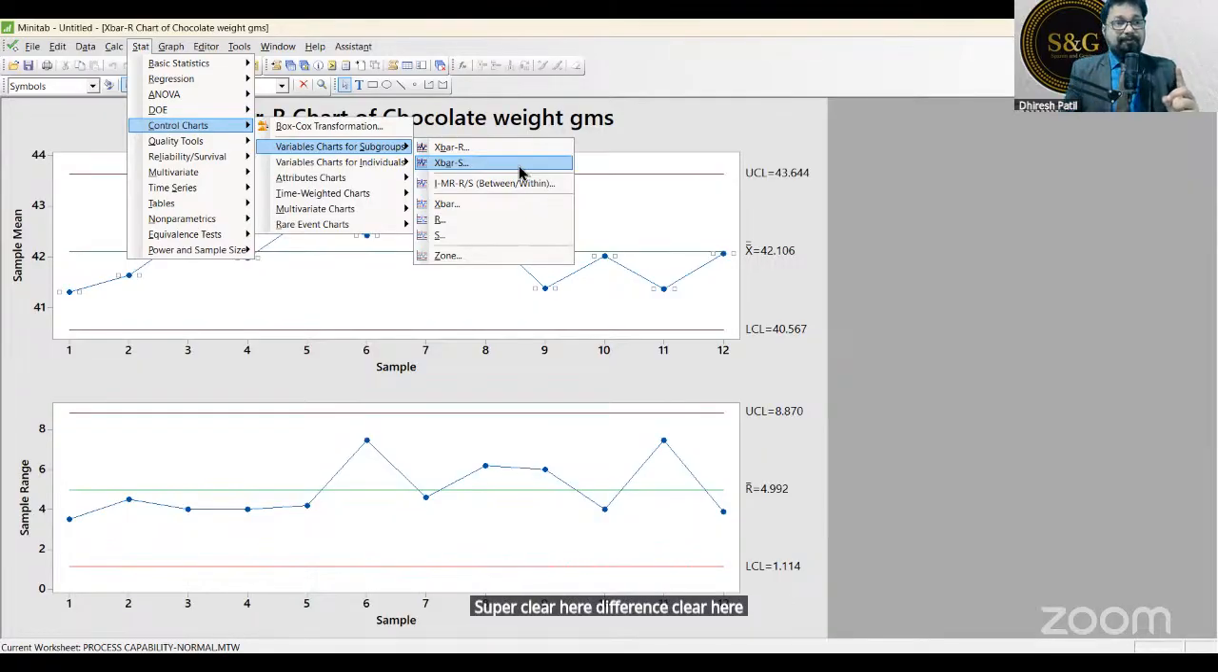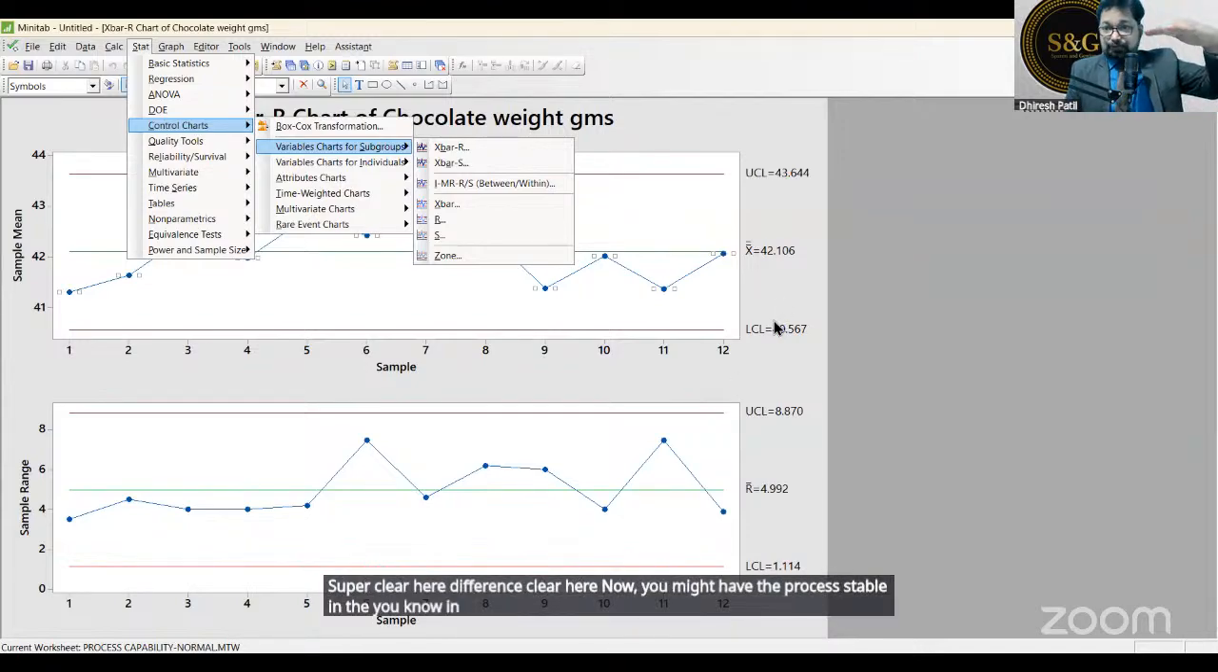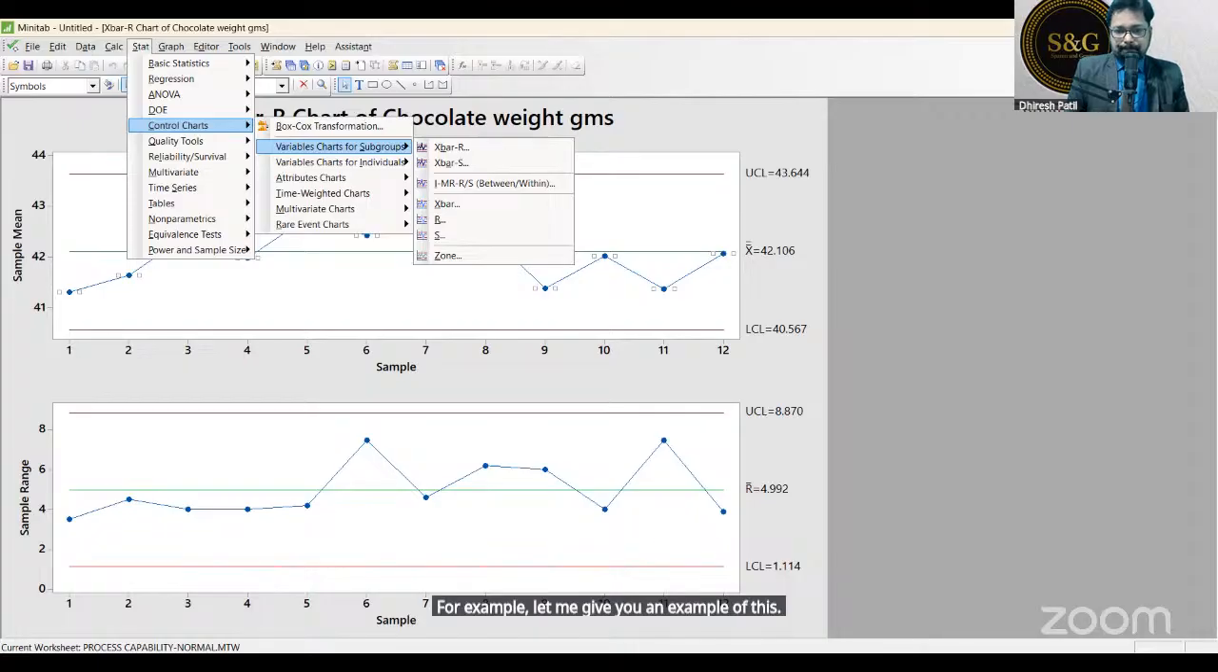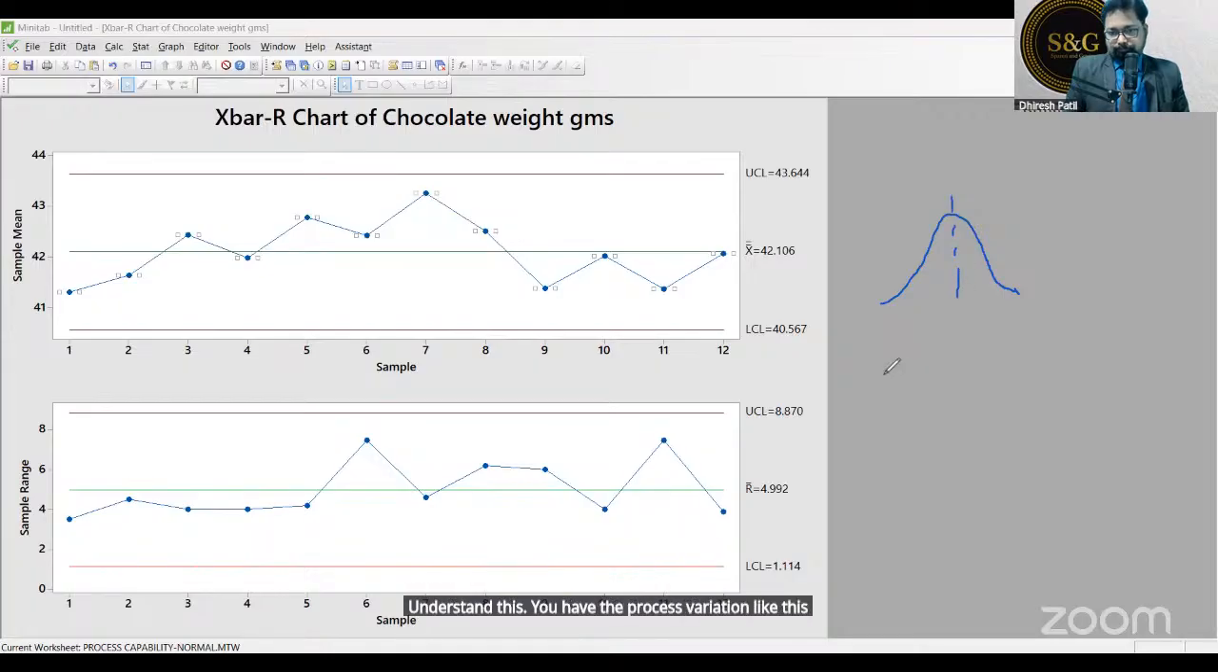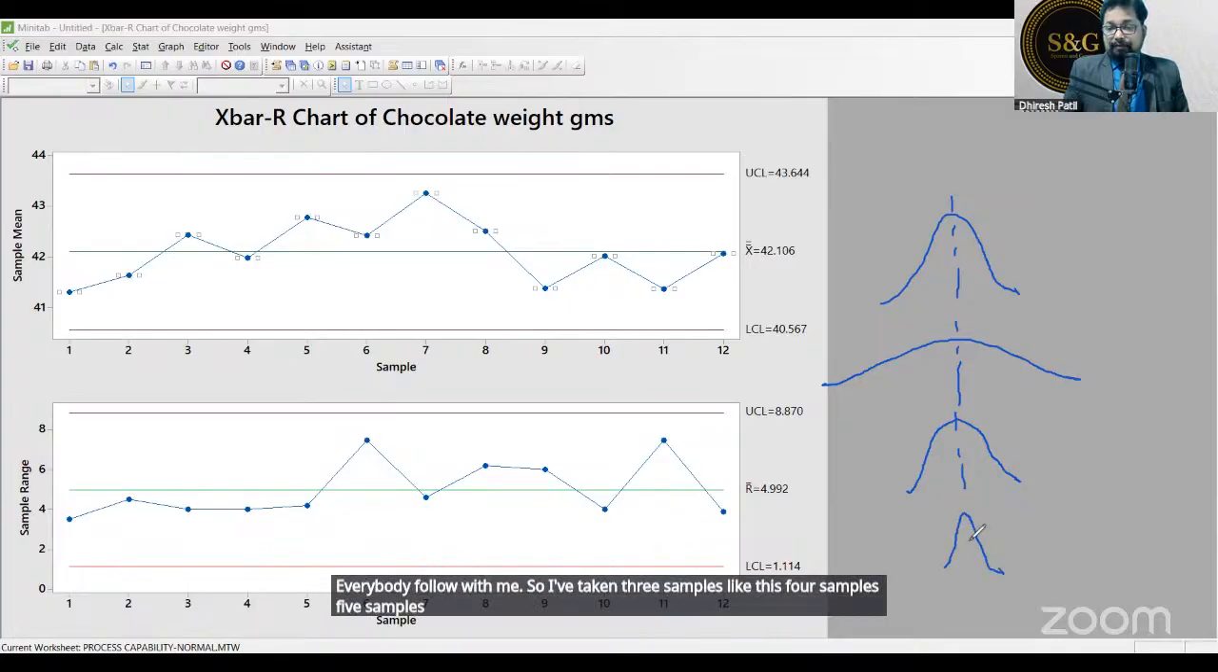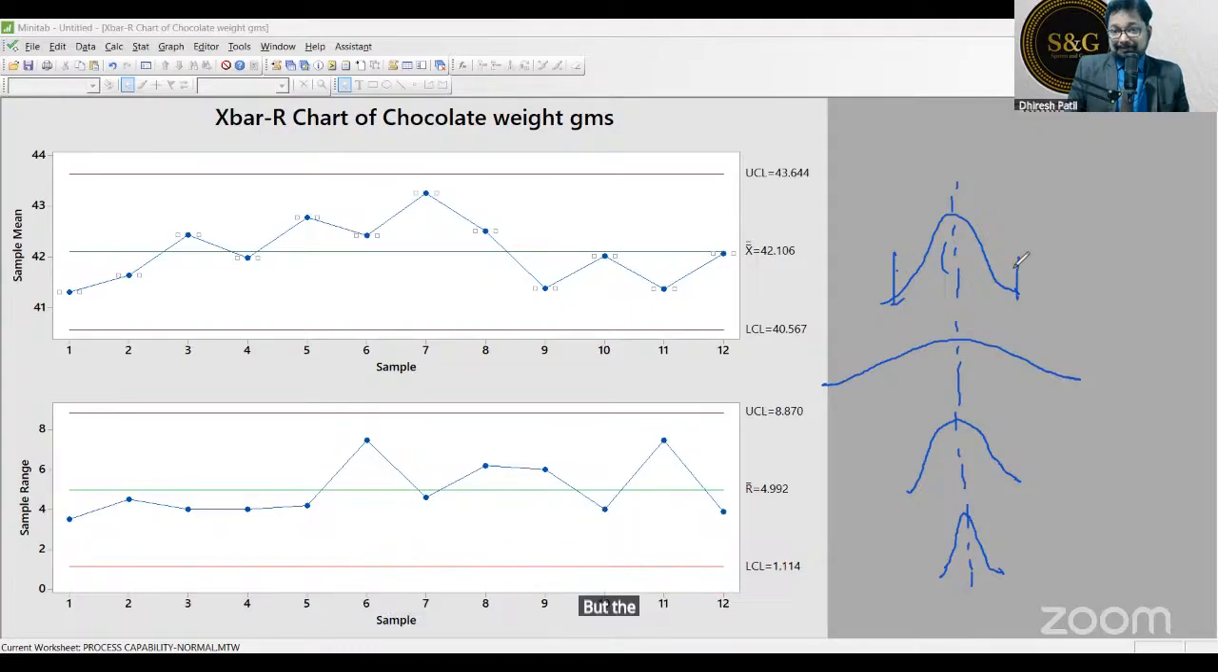Now you might have the process stable in the average, which is X bar, but the process unstable in the variability. Yes or no? For example, let me give you an example of this. Understand this. You have the process variation like this. Everybody follow with me. So I've taken 3 samples like this, 4 samples, 5 samples. Everybody's average is exactly the same, matching, but the ranges are different.